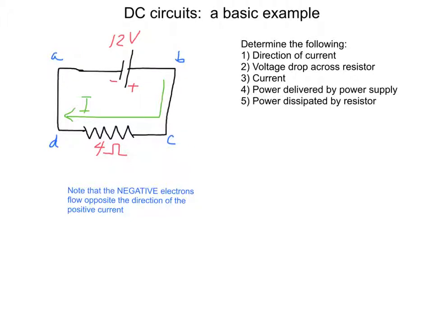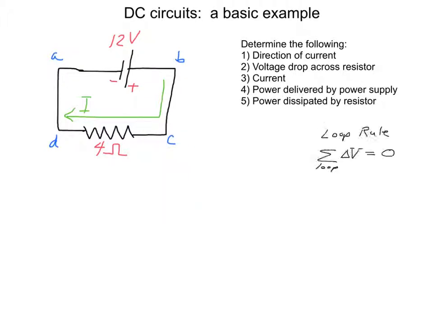To find the voltage drop across the resistor, we can use the loop rule, which says that the total change in potential around the circuit will be 0. So if we have a 12 volt gain across this battery, and we do because we're going from the low potential terminal to the high potential terminal, so a 12 volt gain across the power supply, we must have a 12 volt drop across this resistor because there's nothing else over which we could have a change in potential.